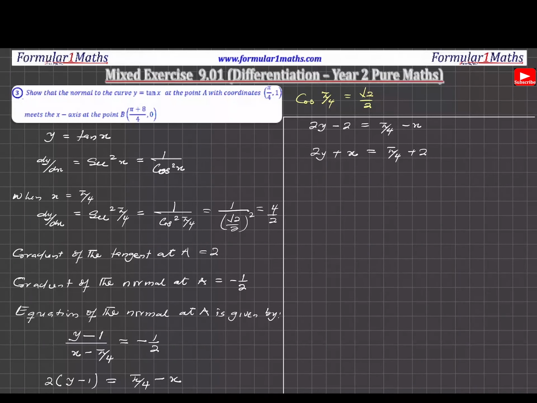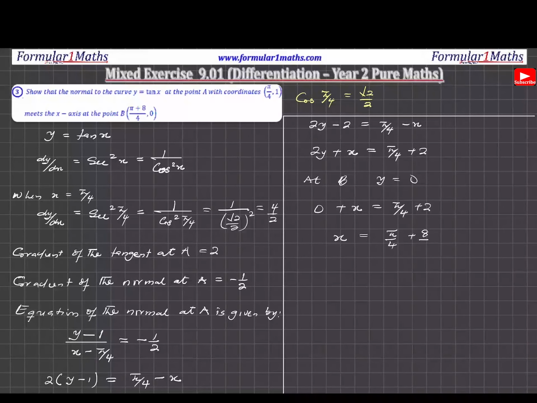But at the point B, y is equal to 0, because that's where it cuts the x-axis. So substituting 0 into this equation will give you 0 plus x equals pi over 4 plus 2. So x is equal to pi over 4 plus 8 over 4, which is 2. And that will give you (pi plus 8) over 4.